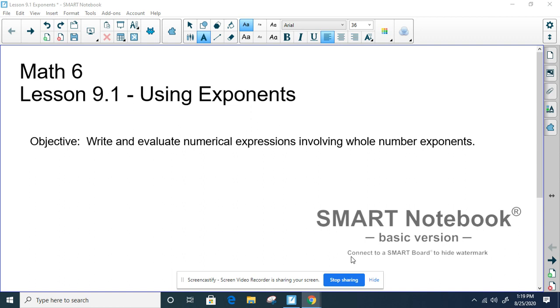Hi everyone! So today we are going to do lesson 9.1, which is using exponents. Your objective for today is to write and evaluate numerical expressions involving whole number exponents.